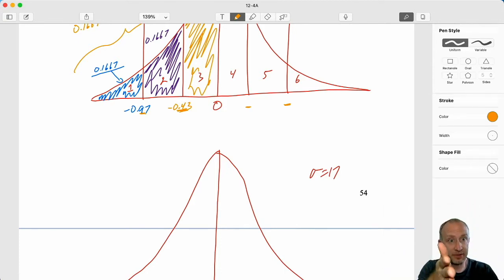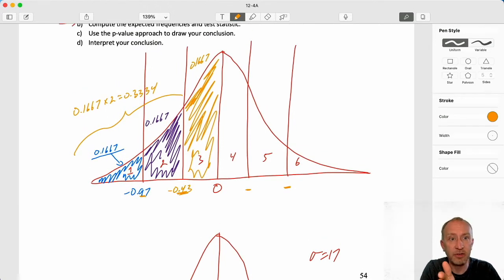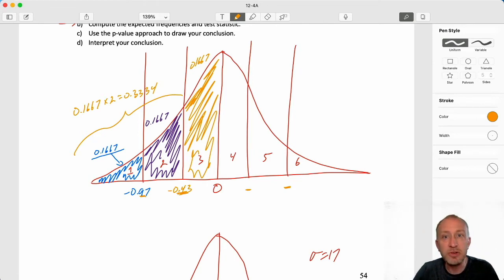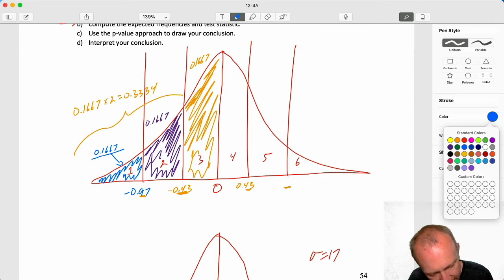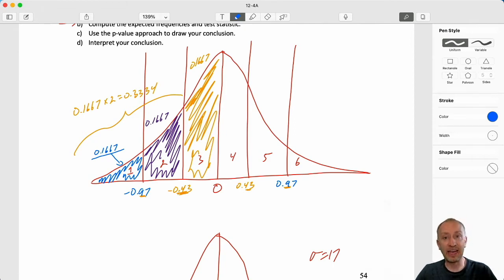Then my next value is 0. My next z-score there is 0. That's our mean of our standard normal distribution. And then the next two, well, these are symmetric. This distribution is symmetric. So this one is going to be plus 0.43. And this one is going to be plus 0.97. So there I have my standard normal distribution divided into six intervals. Six intervals of equal probability.